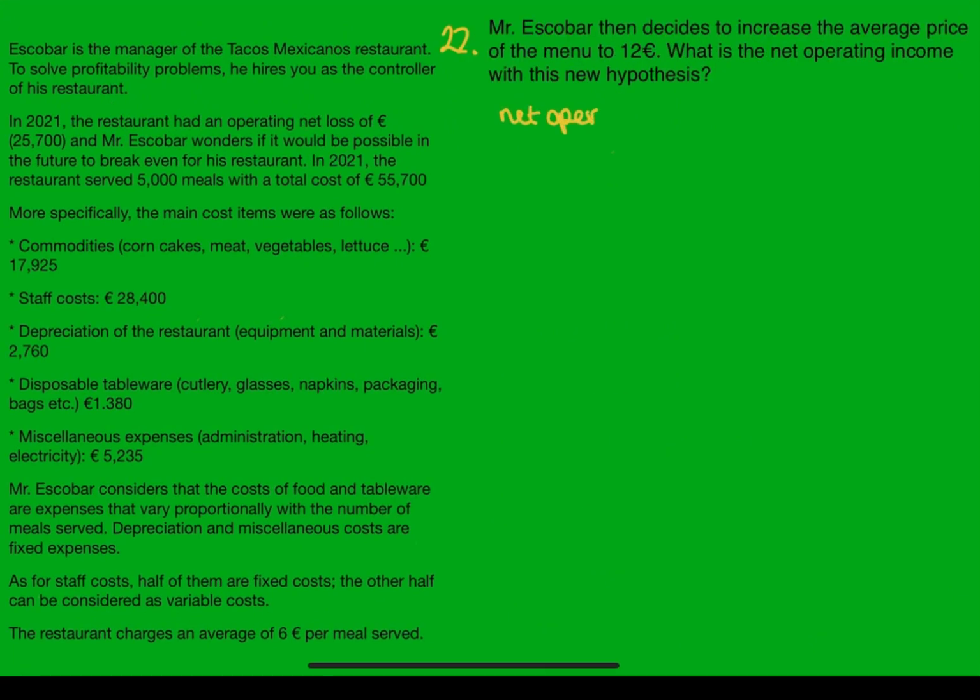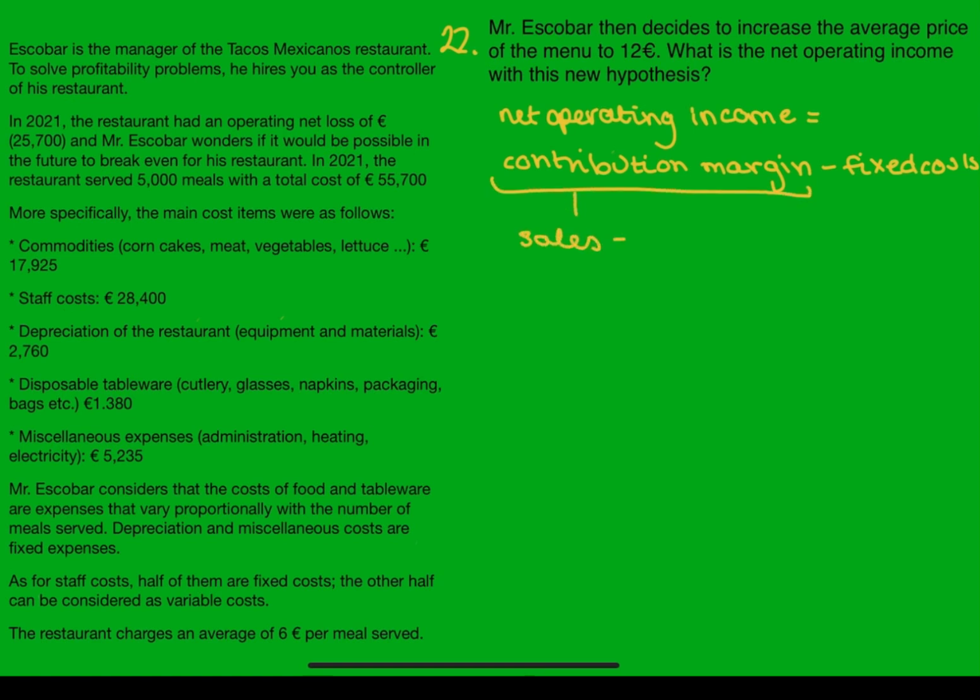So Mr. Escobar then decides to increase the average price of the menu to 12 euros. What is the net operating income with this new hypothesis? So net operating income is equal to contribution margin minus fixed cost. So first we want to find the contribution margin, which is just sales minus variable costs. So our new sales are 12 times 5,000 because it's not 6 euros per meal anymore, it's 12, which is 60,000. Then our variable costs, we calculated them two questions ago, and it's 33,505.